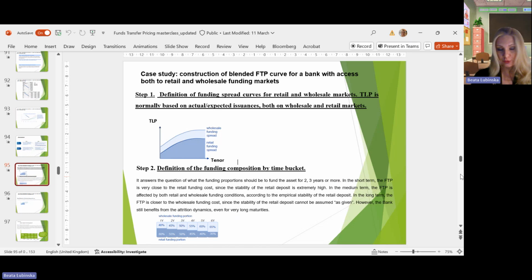And I will show you soon the case study when the bank was using exactly, especially on the medium to long end of the curve, these additional issuances in terms of bonds. So for longer tenor, they were funding the balance sheet through issuance of bonds in 1 year tenor, 2 year tenor, and so on and so forth.